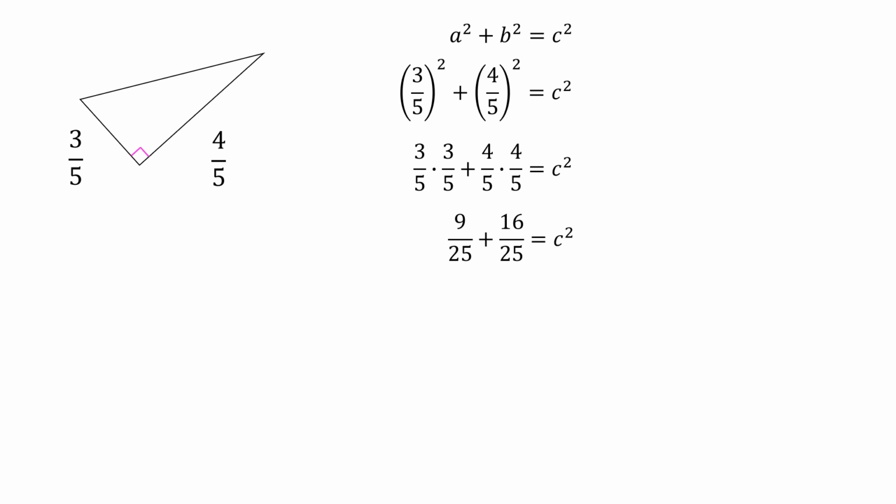Hey, we've got a common denominator, so we can go ahead and add these. 9 plus 16 is 25. Hey, that fraction reduces. That's just 1. Take the square root of 1. It's just 1. The hypotenuse is 1. Ooh, that worked out nicely.